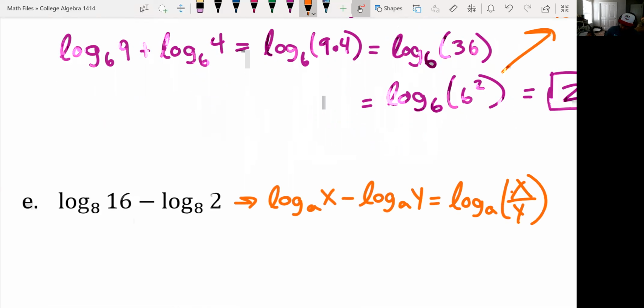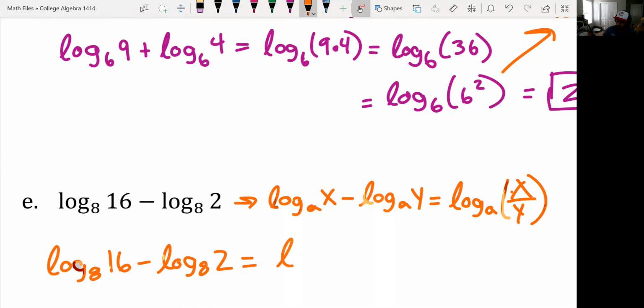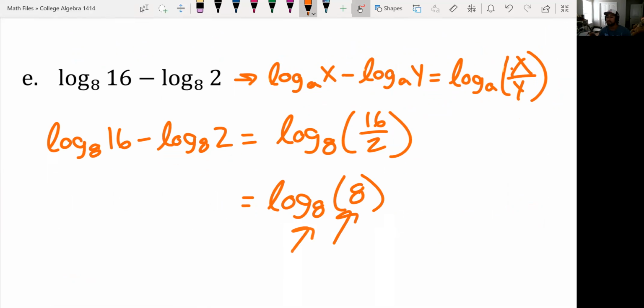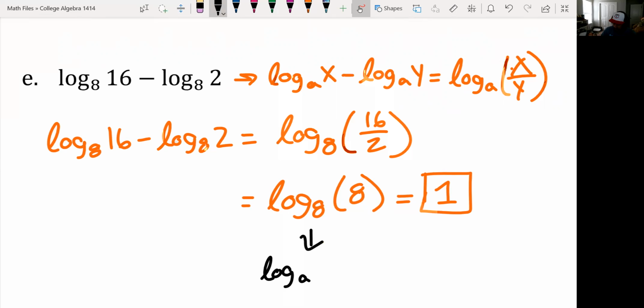So with that being said, log base 8 of 16 minus log base 8 of 2 becomes log base 8 of 16 over 2. And now we can reduce more because we know that 16 over 2 is 8. And now this base is the same as that base, which means that by that log property, we're just going to get 1. So this used log base a of a, which is 1.